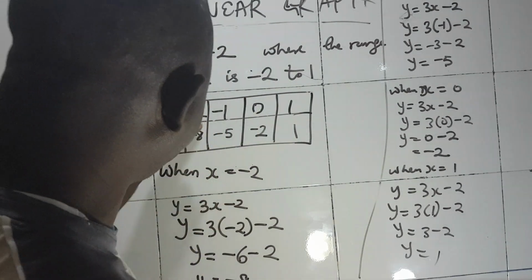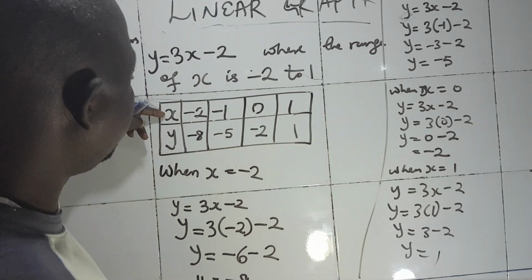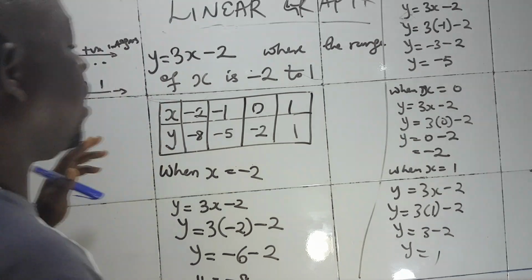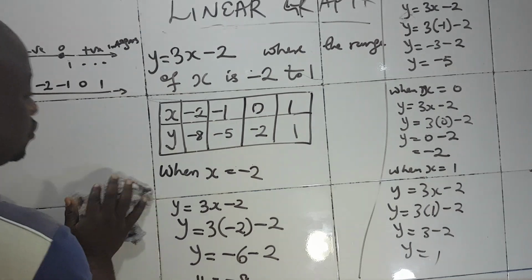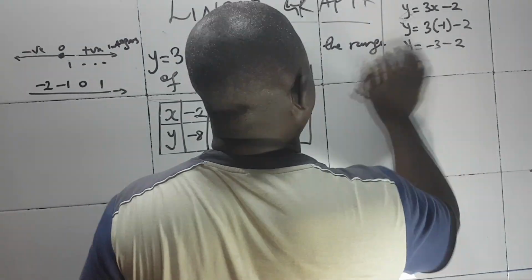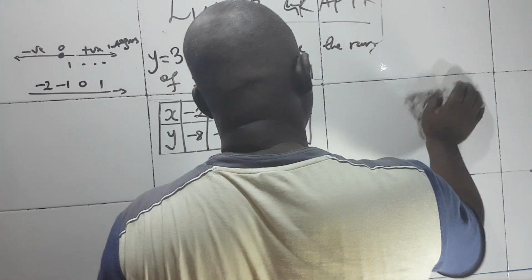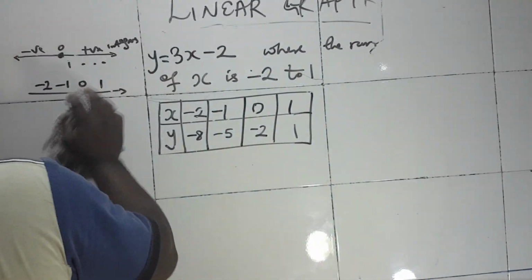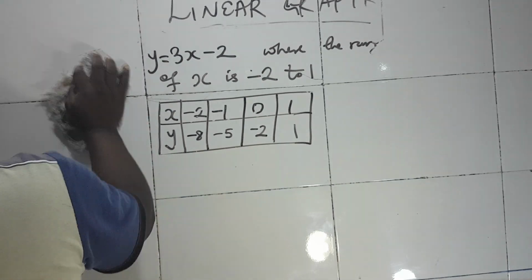So from what we have now, we have gotten the values of x and the values of y. So we want to plot the graph. Sorry, I want to rub the board now so that you can see it clearly. Like I said, just pay attention, you are going to get it. Please pay attention. I want to explain something here.